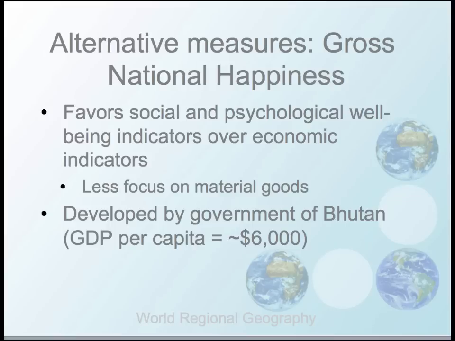There are some more creative ways of thinking about comparing countries to one another and measuring how well they're doing. One of these alternative measures is the Gross National Happiness Index, proposed by the government of Bhutan, although it has since fallen out of favor. The Gross National Happiness Index, kind of a planned gross national product, would instead look more at social and psychological well-being as opposed to economic indicators. So looking at social and spiritual attainment as opposed to material attainment.